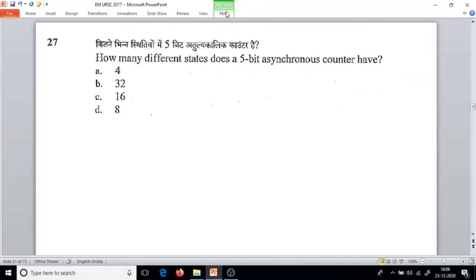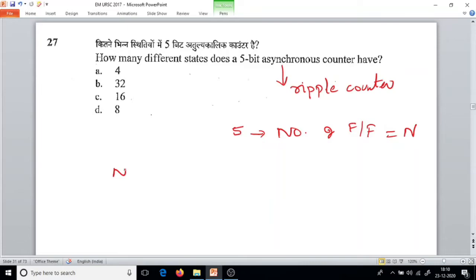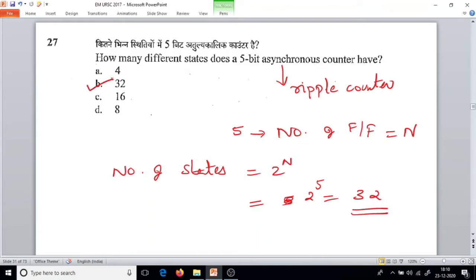Question number 27. How many different states does a 5-bit asynchronous counter have? Asynchronous counter means it's a ripple counter. If you have 5 bits, that means 5 flip-flops. Writing the number of flip-flops as N, the number of states equals 2 to the power N. So 2 to the power 5, which is equal to 32. 32 states, so the answer is option B.